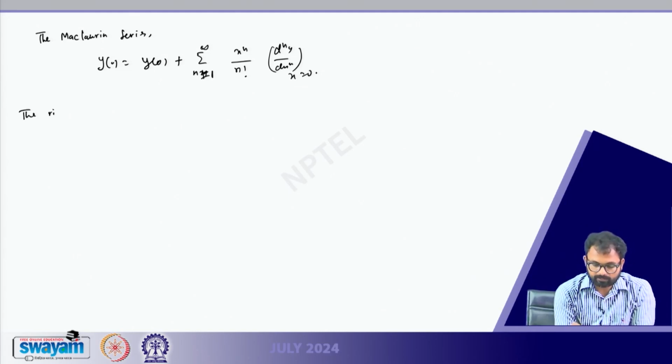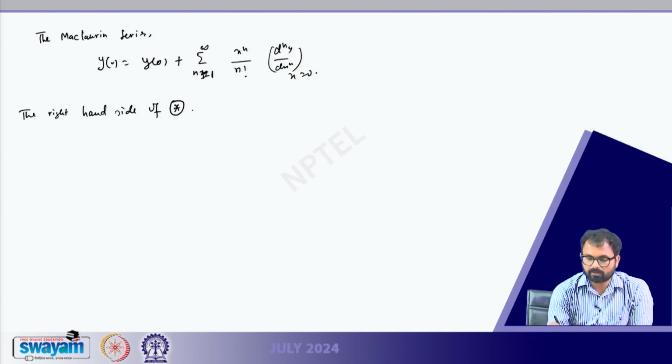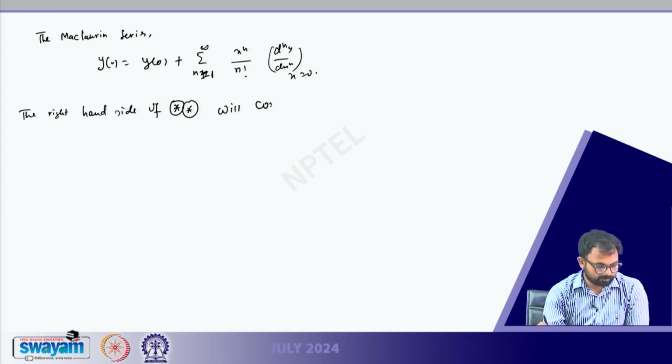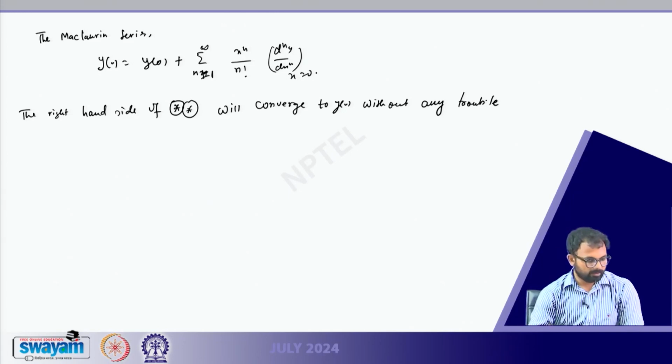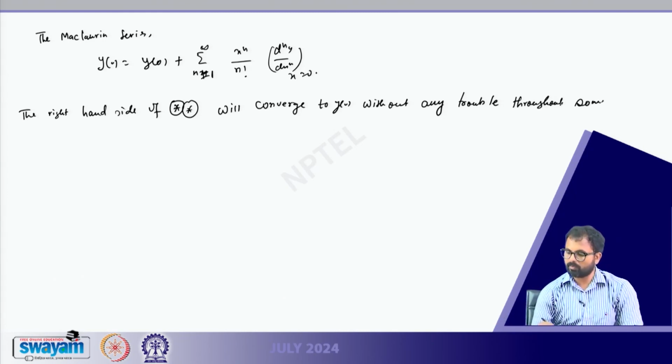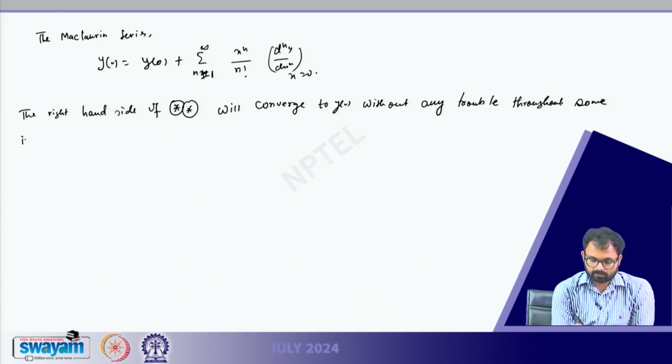The right hand side of double star will converge to y x without any trouble throughout some interval about x equals to 0.